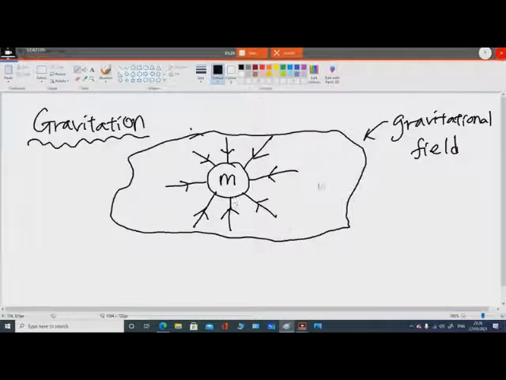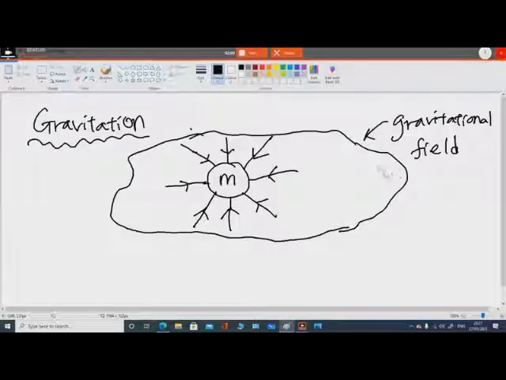So let me draw this field to be wider. As this object exerts gravitational fields, this causes the object to become attractive. What is meant by attractive?